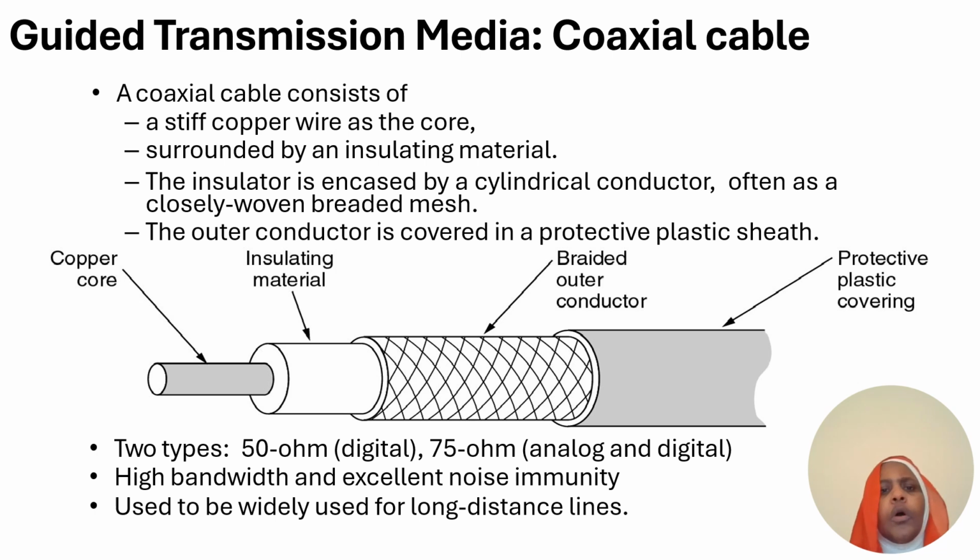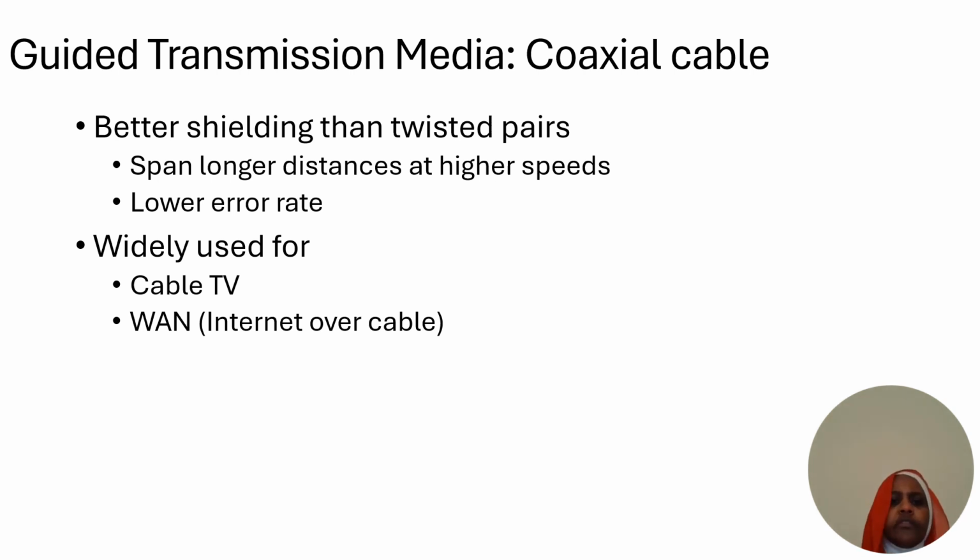There are 2 types of coaxial cables. 50 ohms, that's for digital transmission only. 75 ohms, that's for analog and digital transmission. It has much higher bandwidth than the twisted pair, and excellent noise immunity. It was used widely for long distance lines, in cable TVs, and in WAN internet over cables. It's not much in use now.